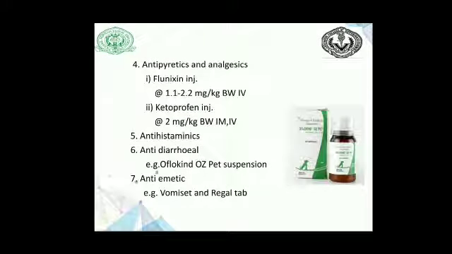Antipyretics and analgesics include flunixin injection and ketoprofen injection at different dose rates. We can also go for antihistaminics. Then in severe diarrhea, we can go for an antidiarrheal, for example Oflokind OZ PET suspension is available in the market. Then in case of vomiting, we go for antiemetics, and that is Vomicet and Regaltab.